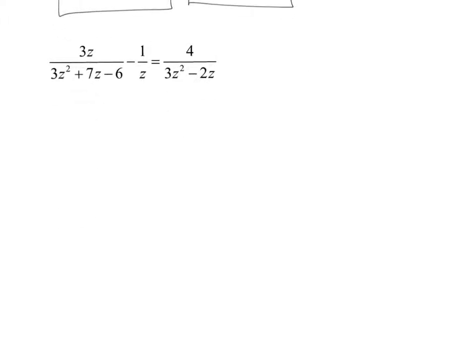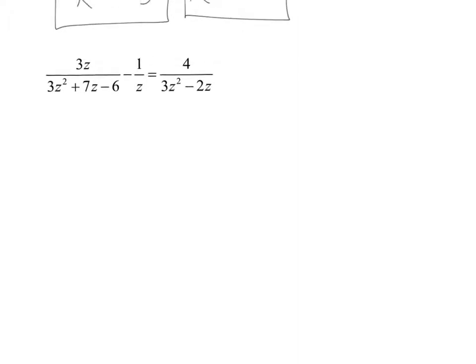Next example, 3z over 3z squared plus 7z minus 6, minus 1 over z, equals 4 over 3z squared minus 2z. Before we identify our LCD, we want to factor all of our denominators. We're going to start with the 3z squared plus 7z minus 6. If we set it up, we're looking for what multiplies to negative 18 but adds to 7, which would be 9 and negative 2.